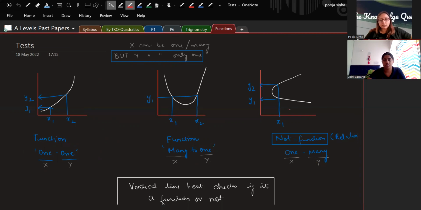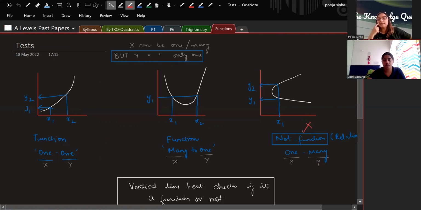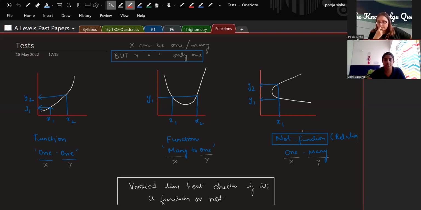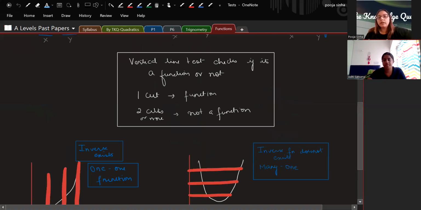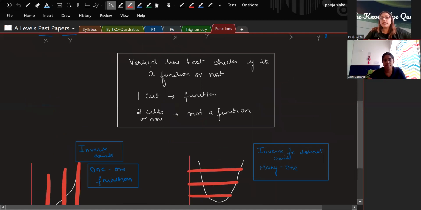And why is the third case not a function? This is not a function, right? Is it because the x values, the input values, have many outputs? Correct, very good. So, summarizing the vertical line test that checks if it's a function or not: if it is one cut, it is a function. If it is two cuts or more, not a function.